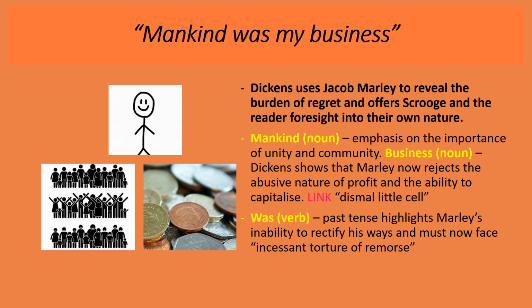The next quotation we're going to look at is "Mankind was my business." And here Dickens is using Jacob Marley to reveal the burden of regret. And what's happening here is Marley is offering Scrooge and the reader foresight into their own nature. What I mean by this is Marley is allowing Scrooge the chance to redeem himself, because he is going to be able to open Scrooge's eyes to his own actions.